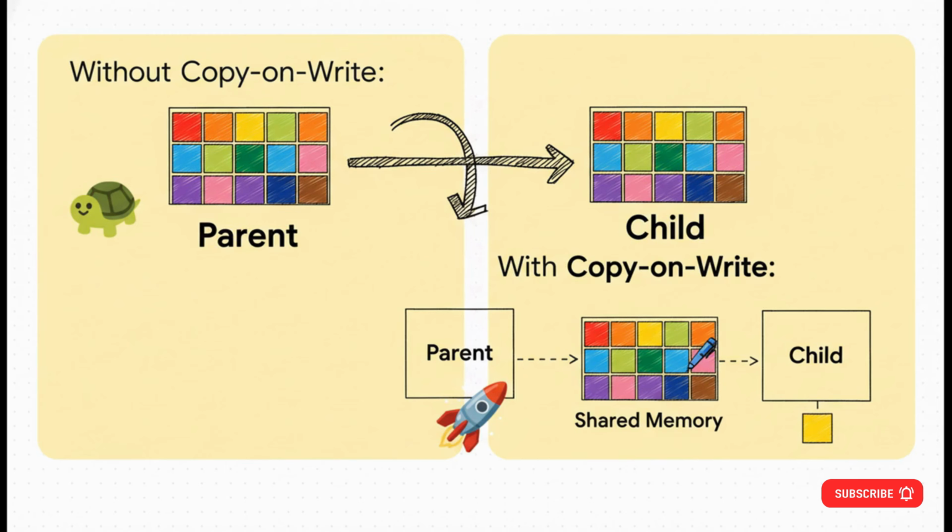Think about creating a new process. The old slow way was to physically duplicate every single page of the original process. As you can imagine, that takes a lot of time. With copy on write, the OS does something much smarter and lets the new process, the child, share all the pages with its parent. It's only when one of them tries to write to a shared page that the OS steps in, makes a private copy of just that one page, and updates the map. This makes creating new processes incredibly fast.